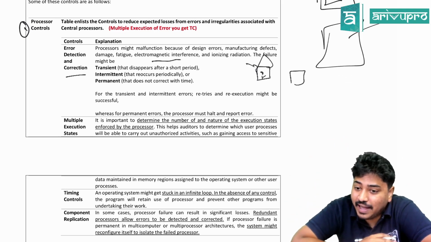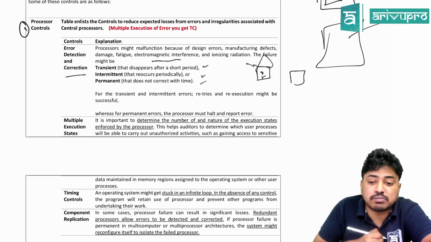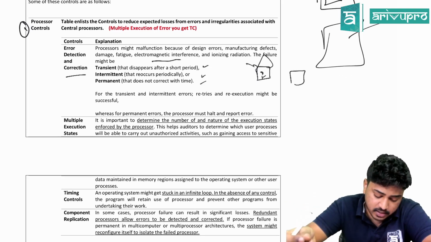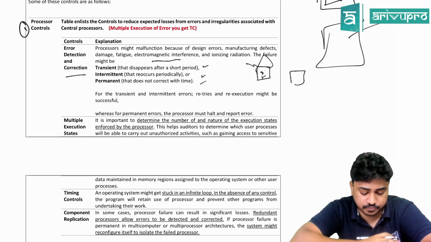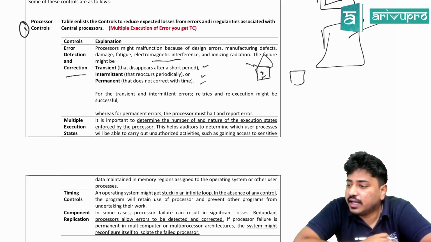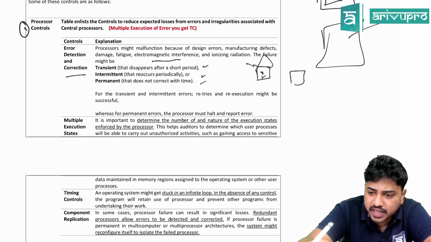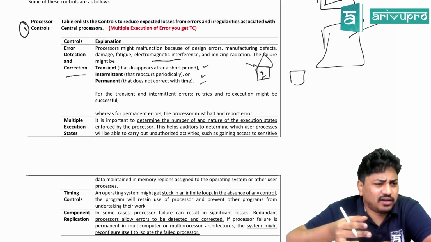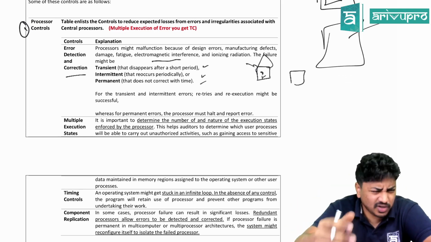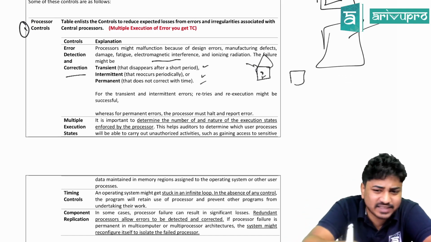All can cause errors. But there are three types of errors which can happen: transient error, intermittent error, and permanent error. Let's see transient error. Transient errors disappear after a short period. It is just one quick error, not a permanent error. When you double click, it did not open, but after you double click again, it opened. That's a transient error.